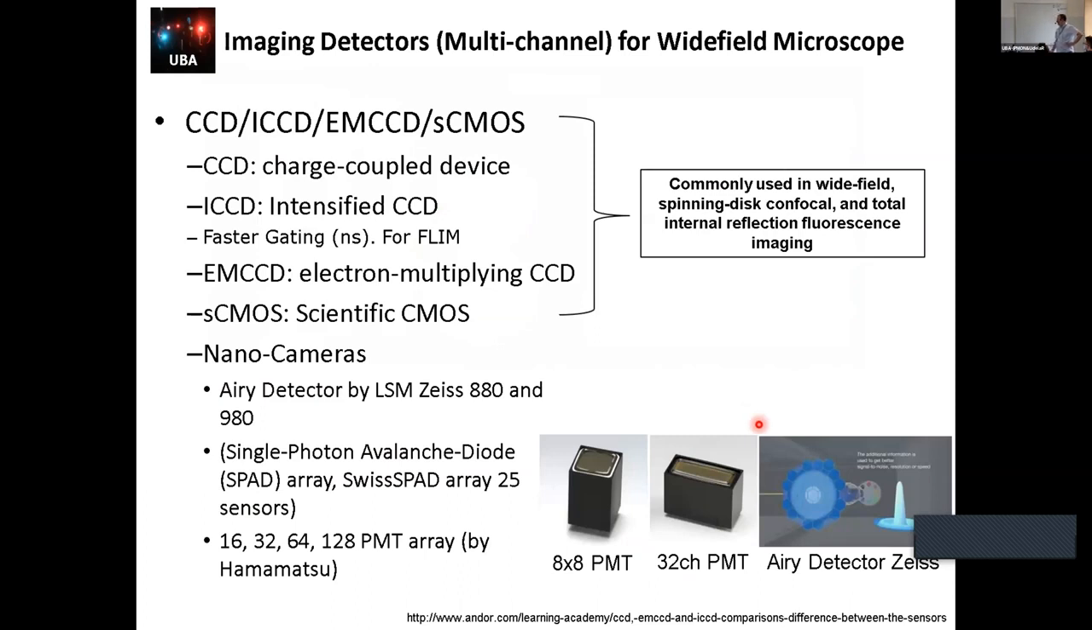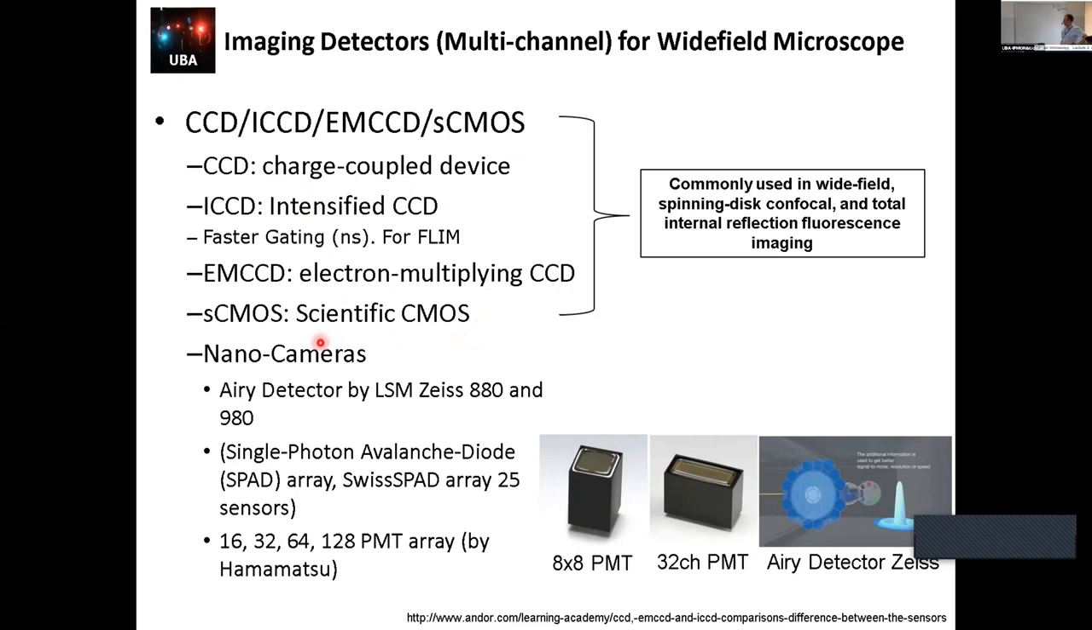Okay, then we have cameras, and with the cameras we have a really large number of them. So CCDs, charge coupled devices, or EMCCDs, which is electron multiplication CCDs, or CMOS. And then we have intensified CCDs for FLIM, or even CMOS for FLIM. And I think Enrico will talk about camera FLIM and FLIM tomorrow.